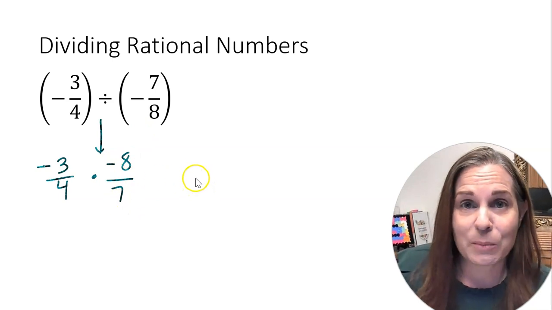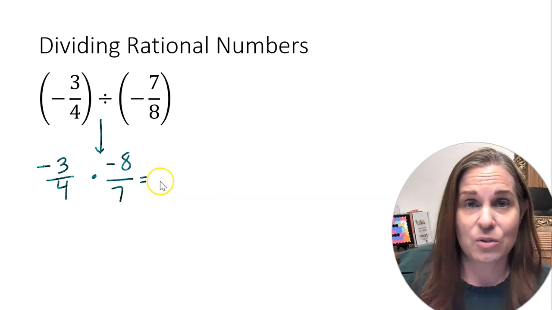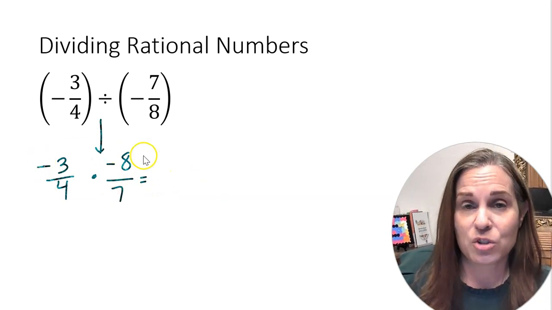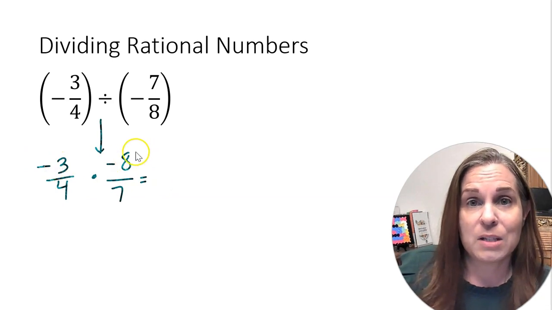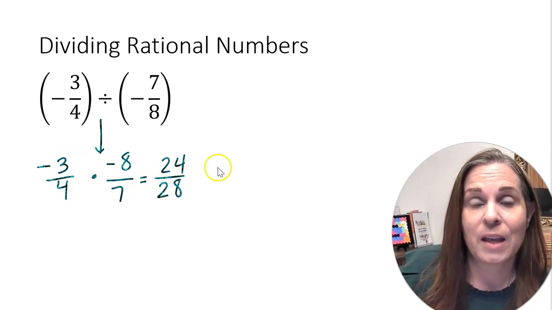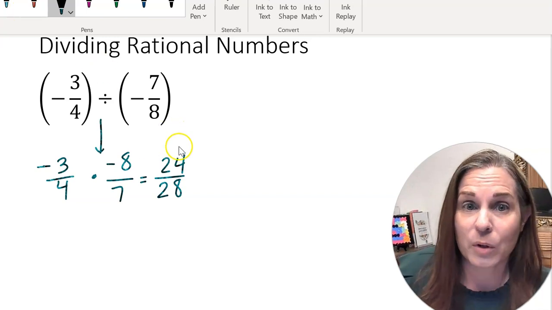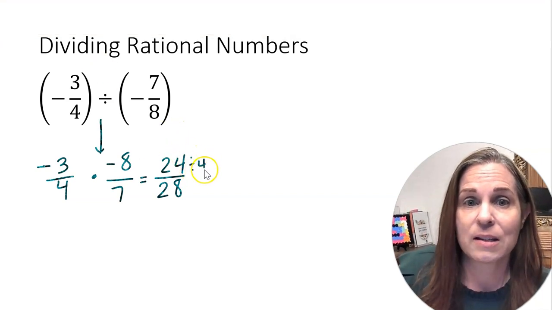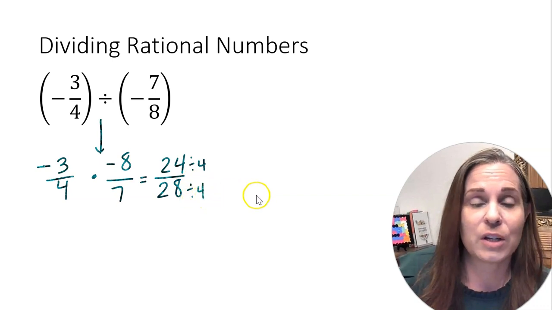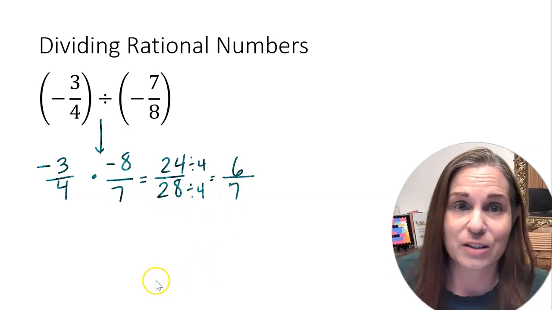When you get to this point, I'm going to show you how to do it with or without canceling. So if I don't cancel first, then I just go straight across. Negative 3 times negative 8 is positive 24. And 4 times 7 is 28. I can divide both of these numbers by 4. So you want to think of the greatest common factor for each one. And then I get 6 over 7 as my final answer.